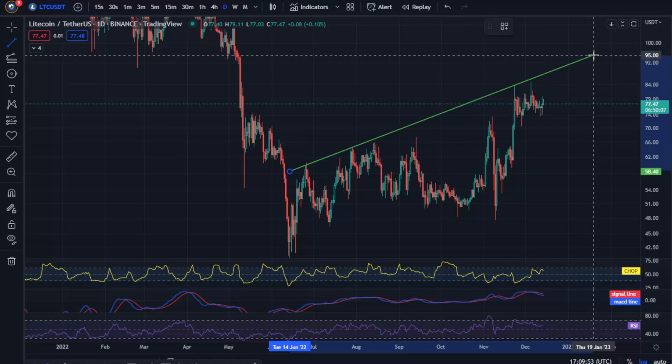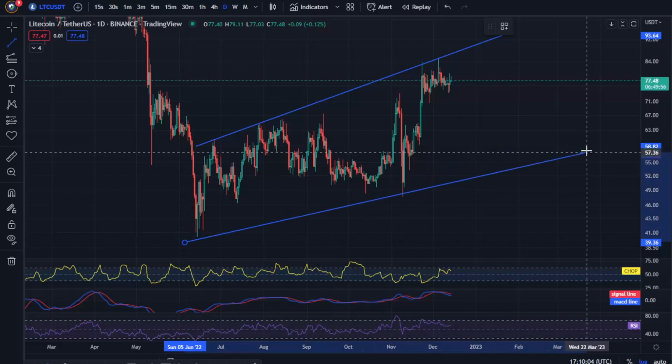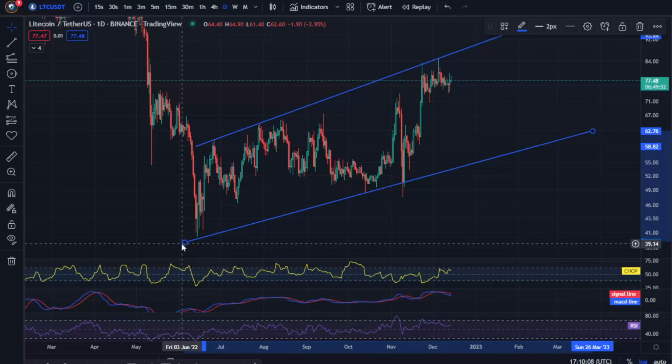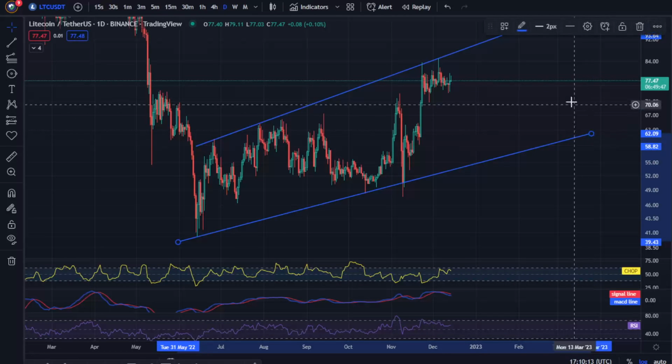As the second, we will check the LTC/USDT chart also on a one-day interval. Here we can also determine the uptrend channel with the blue lines. Despite the price breakout attempt at the bottom and the top, we remain in the channel all the time.